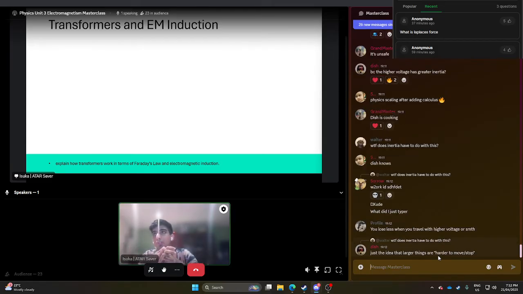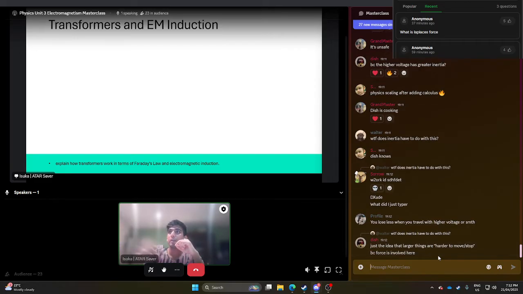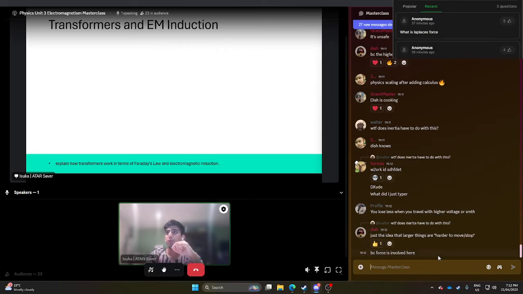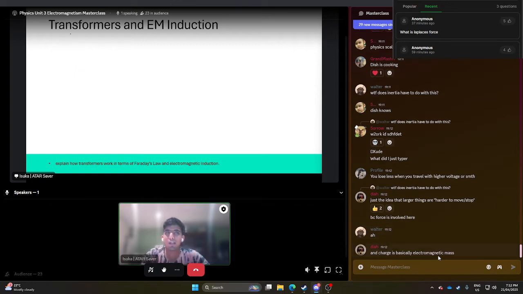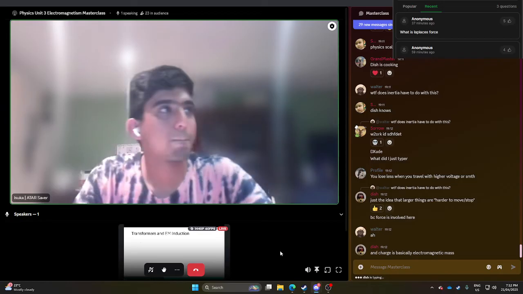So point being, transformers are really important for making sure electricity can travel far, as well as making sure it's safe for people who use that electricity, right? So basically what we need is to reduce or increase the voltage. It's all about voltage. A step up transformer steps up or increases the voltage. If you have a step down transformer, it decreases the voltage, right?